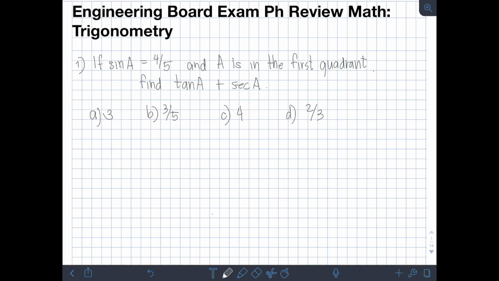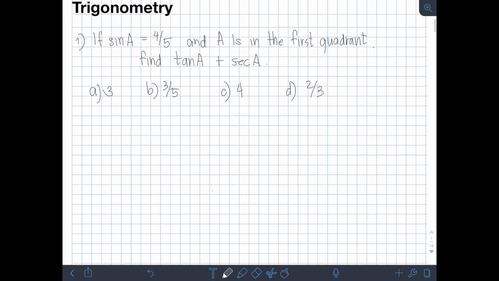Okay, so magre-review ulit tayo for Engineering Board Exam Mathematics. This time, ang topic natin ay trigonometry. So, meron ulit tayong sets of problems na sasagutan. Let's start with question number 1. If sin A is equal to 4 over 5 and A is in the first quadrant, find tan A plus secant A. Okay, so drawing muna natin yung angle sa rectangular coordinate system in standard position.